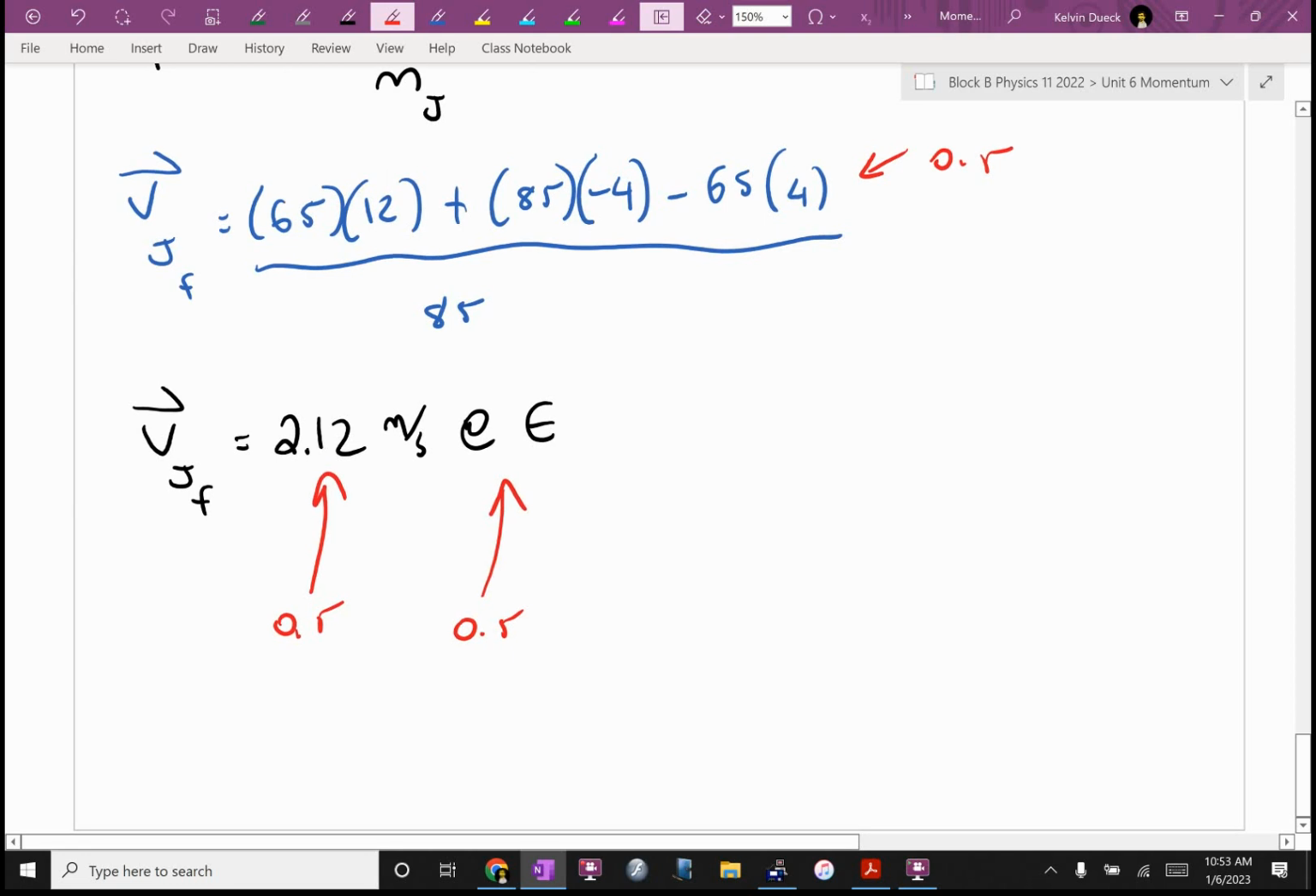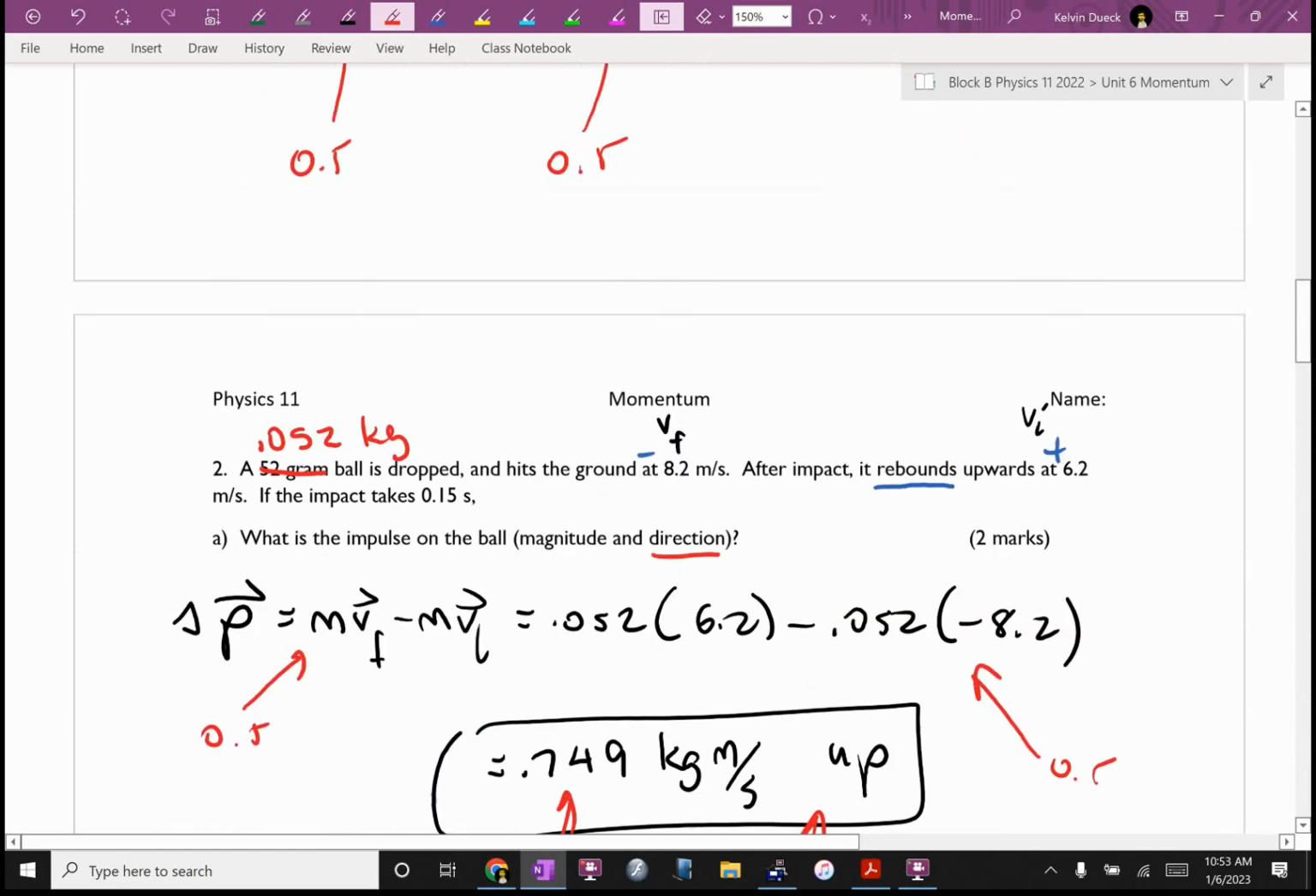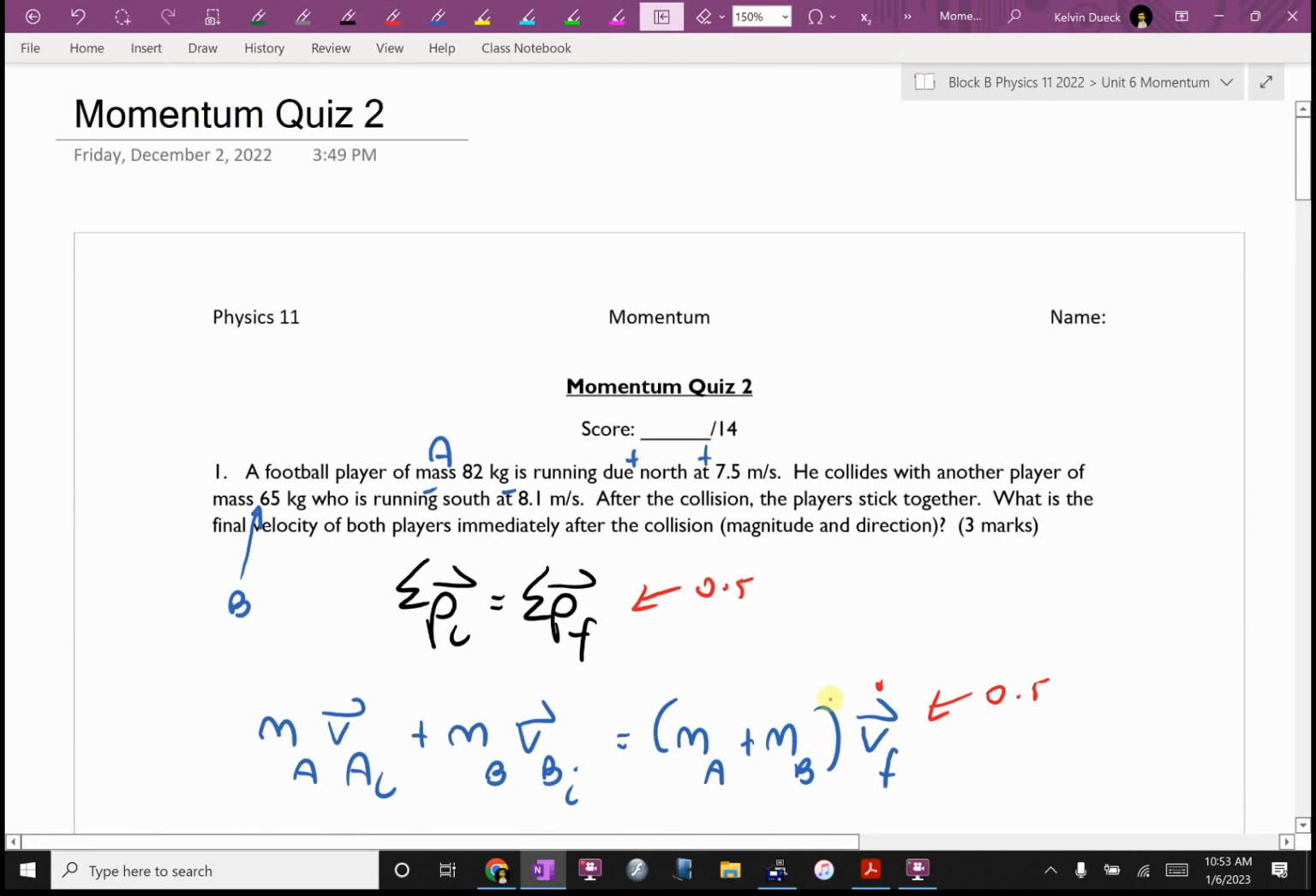Listen, listen. You know what a good part B would be? To ask you to calculate George's impulse. Or Jim's impulse. Both of them would be mv final minus mv initial. Just make sure you use the right masses and the right v's. Okay? Can you give yourself a lovely score, please, out of 14?